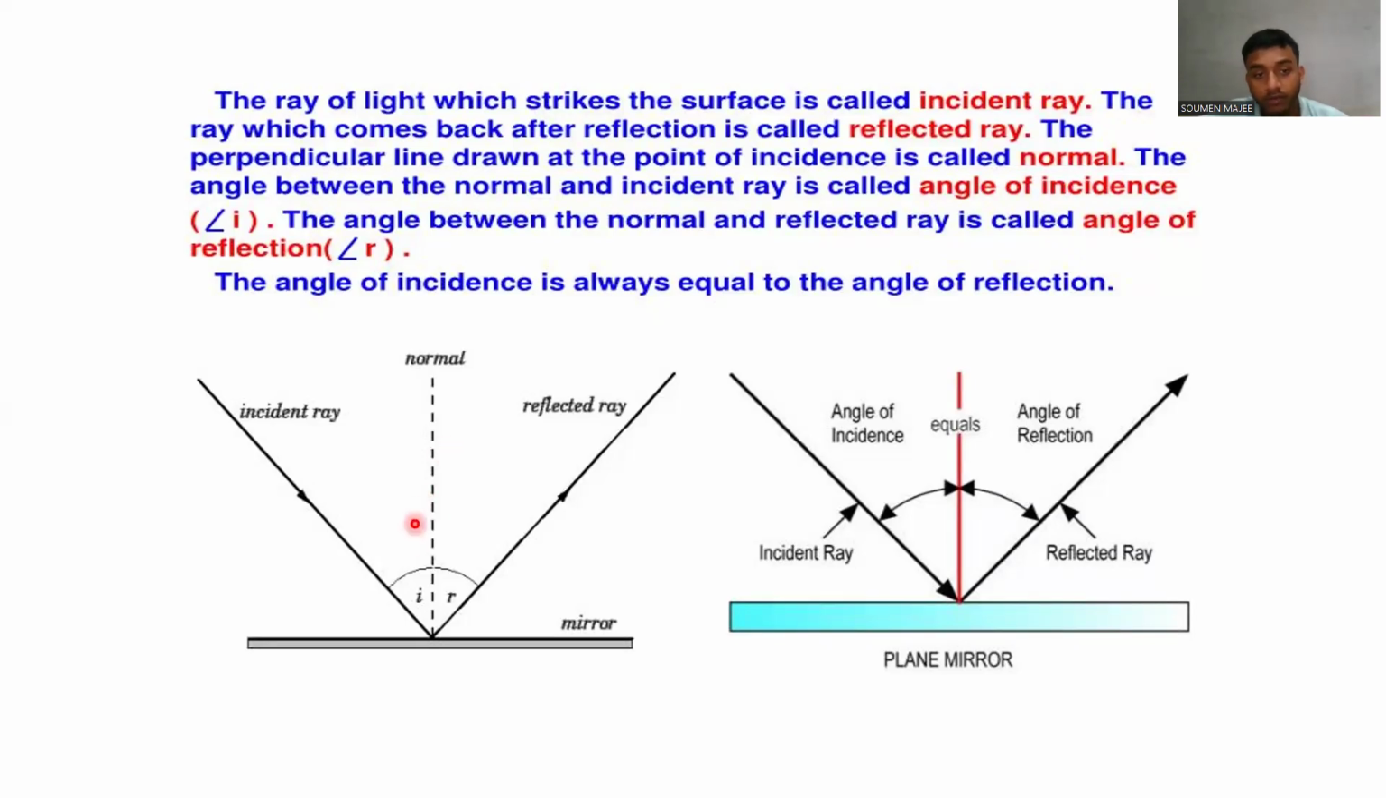With this normal, you find that two new angles are created. One is between the incident ray and the normal. This is called the angle of incidence. Another is between the normal and the reflected ray. This is called the angle of reflection. The angle of incidence is represented as I, and the angle of reflection is represented as R. So two angles and two rays are present there.